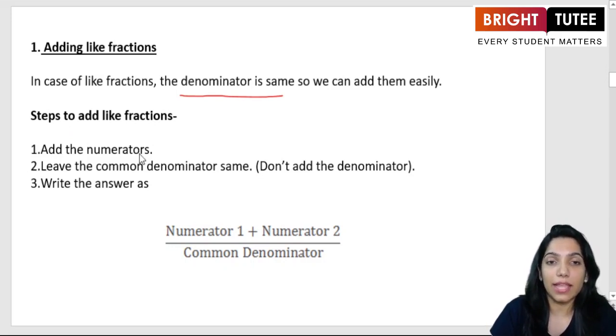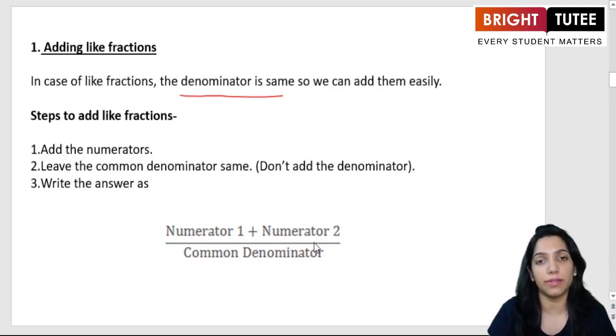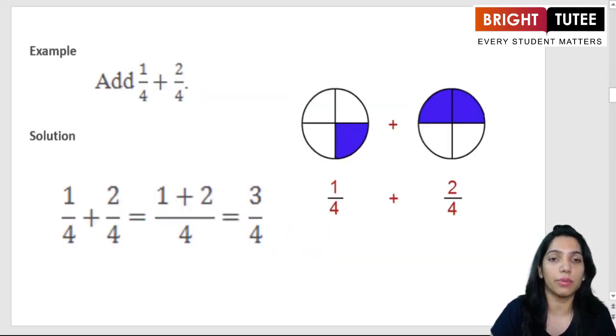It says add the numerators, leave the common denominator the same, so you don't add the denominator. Write the answer as numerator 1 plus numerator 2 divided by the common denominator. Okay, let's understand this better by the help of working out questions. Here, this is an example at first. It says that add 1 over 4 plus 1 over 2.